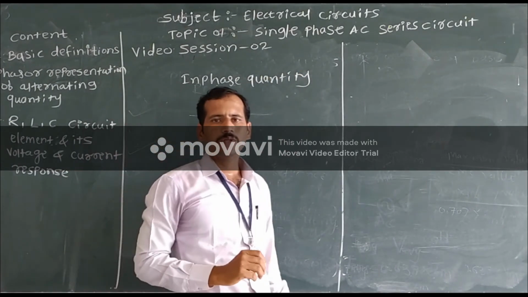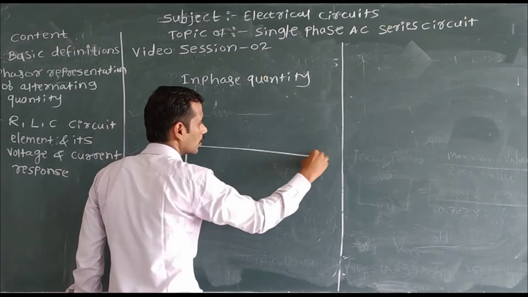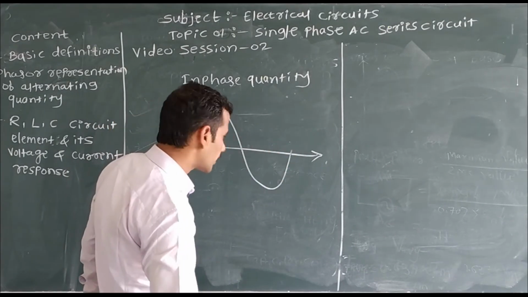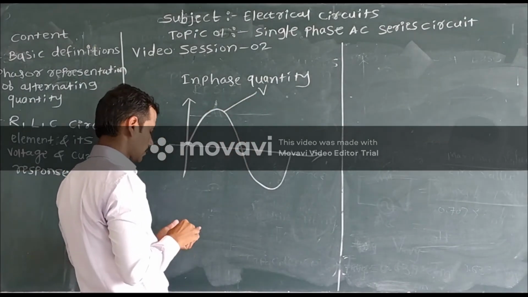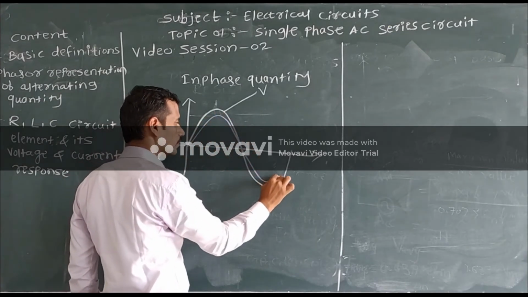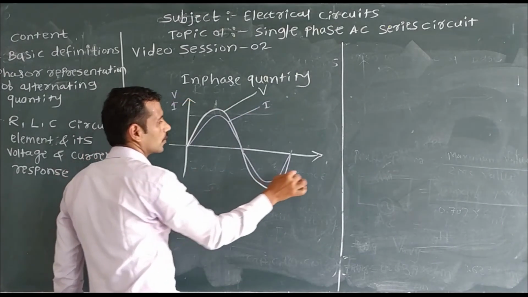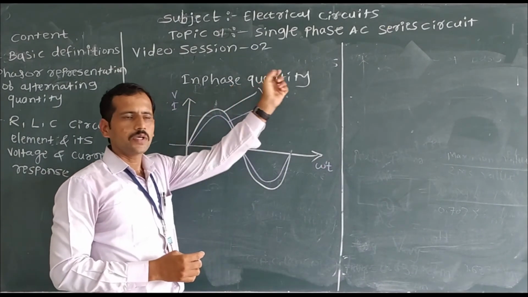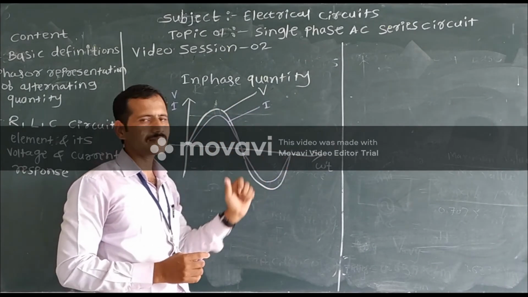What is meant by in phase quantity? Suppose I am taking two alternating quantities. First is voltage and second is current, with respect to omega t. In phase quantity is when two alternating quantities reach their zero and maximum value at the same time, then it is known as in phase quantity.